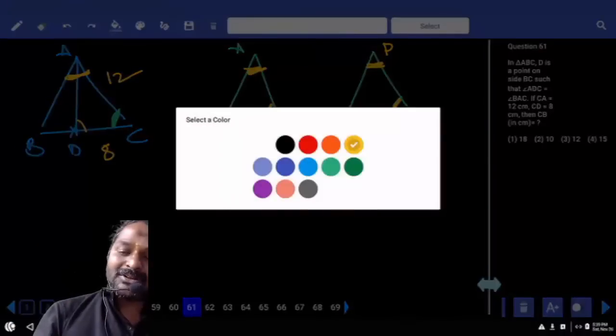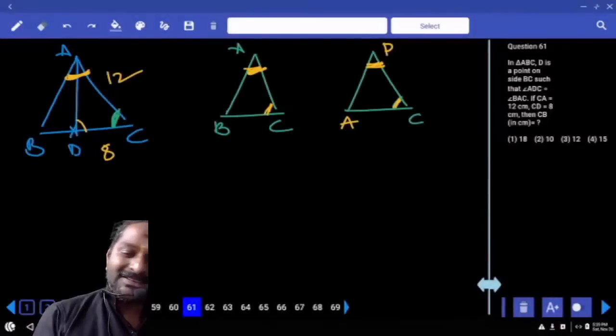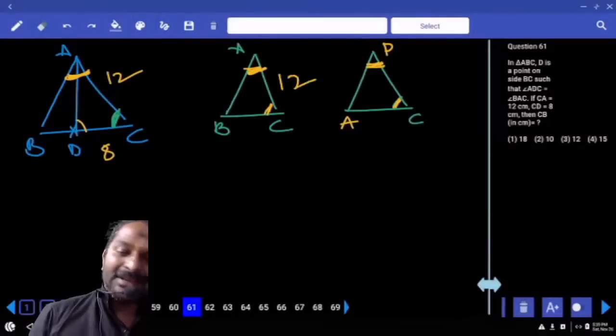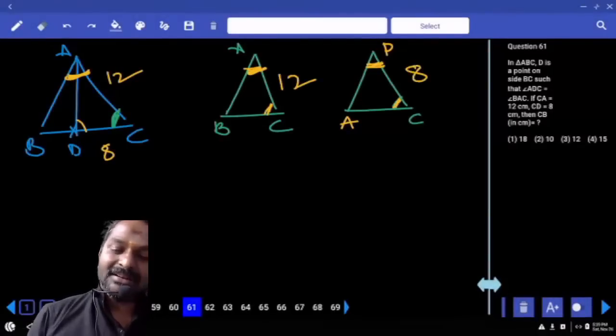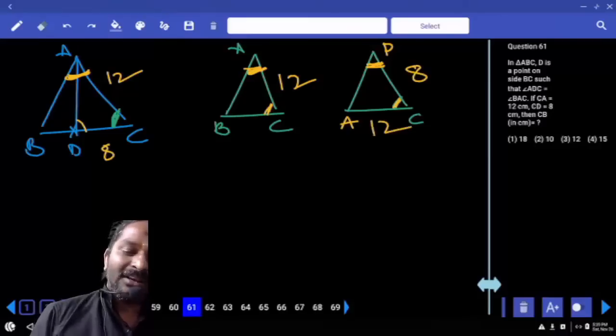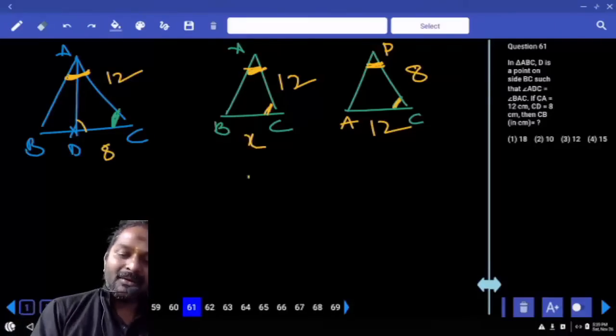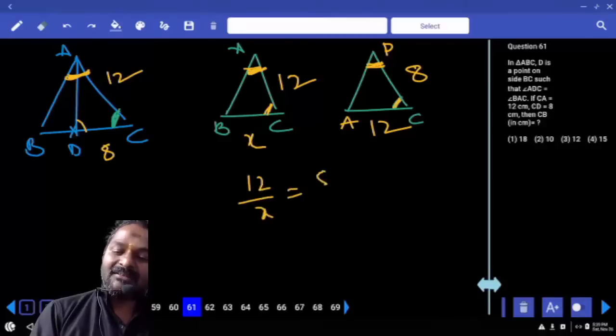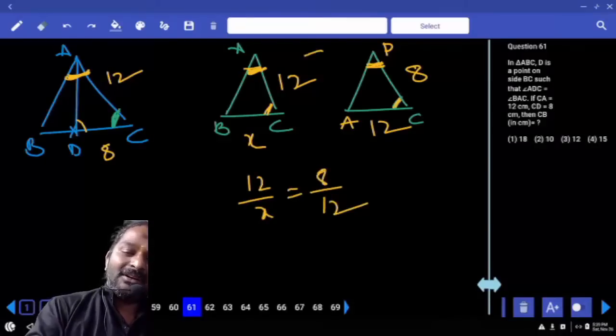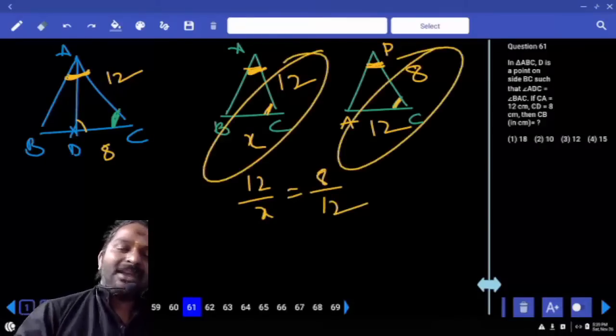Now let me also write measurements. AC is equal to 12. DC is equal to 8. AC is equal to 12. We were asked to calculate BC, let it be X. Is that okay? Now 12 by X is equal to 8 by 12. 12 by X is equal to 8 by 12.